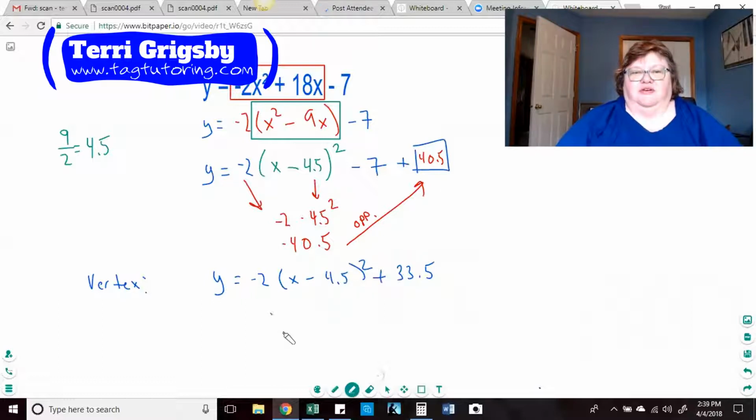So again, if I was doing my vertex, I'd be careful. I'd go to positive 4.5, and then the y coordinate would be 33.5. All right, and that's how you're going to change from a standard form equation of a quadratic into a vertex form if there's a number in front of the x squared.